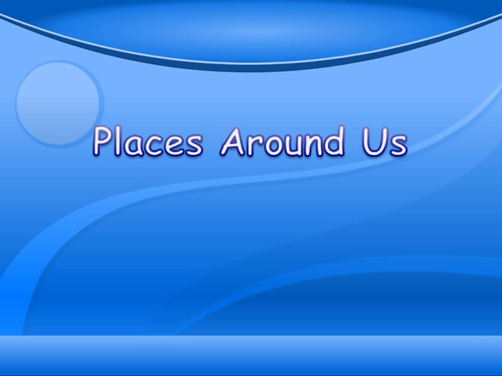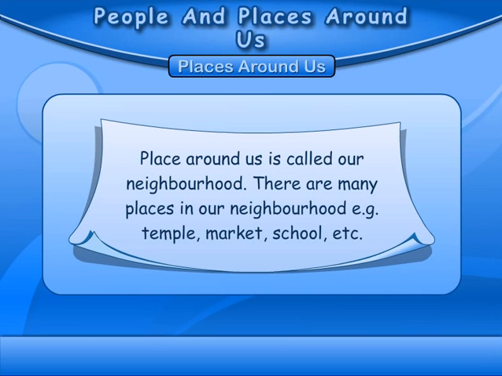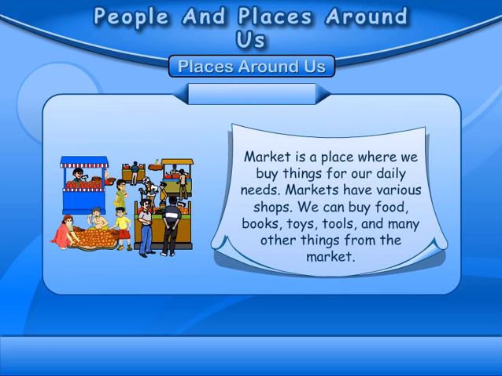Places around us. Places around us are called our neighborhood. There are many places in our neighborhood, for example, temple, market, school, etc. Market. Market is a place where we buy things for our daily needs. Markets have various shops. We can buy food, books, toys, tools and many other things from the market.